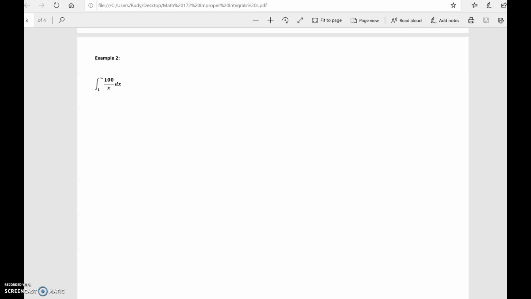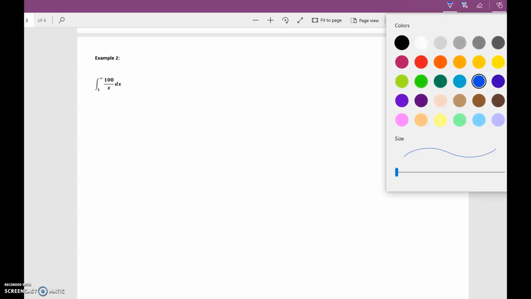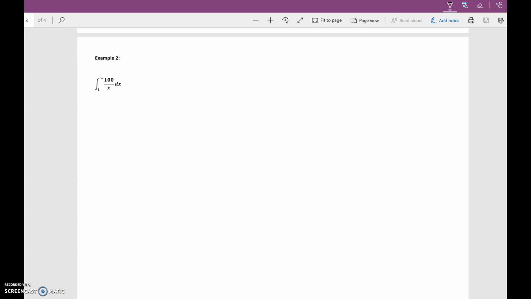Hi class, let's take a look at example 2. Now, same idea as the previous one. They want us to come up with a sketch of the function, and this one is just 1 over x, so let me just do it here, and obviously not to scale.